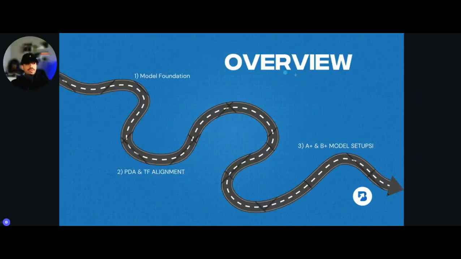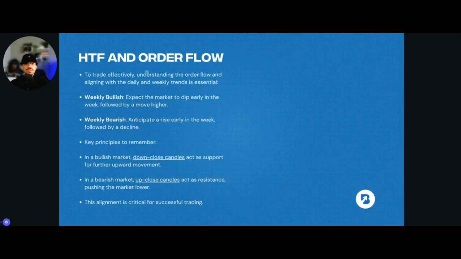Let's go over the overview first of what I'm going to be teaching you. So first of all, I'm going to be teaching you the model's foundation. So what builds up this model and how you can identify it first before it even forms. And then I'm going to teach you about the key PD arrays that you will be using and how to correctly align your timeframes, because this is the most important part. And then finally, I'm going to show you how the A plus setups form and how the B plus setups form with this model.